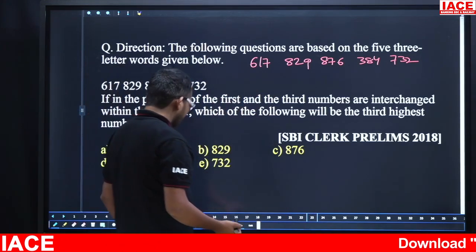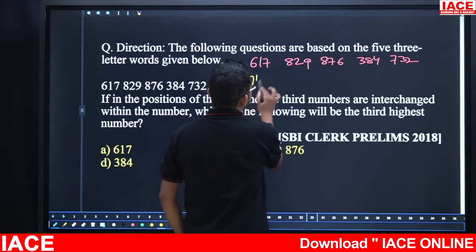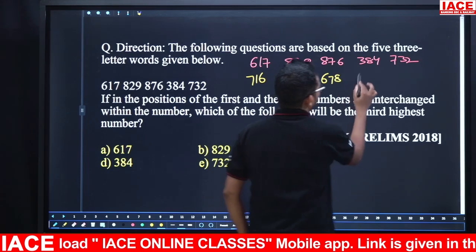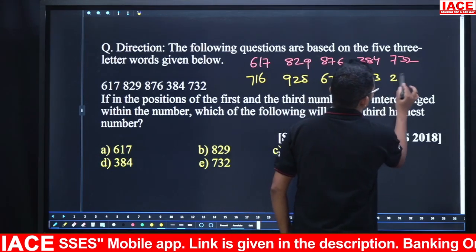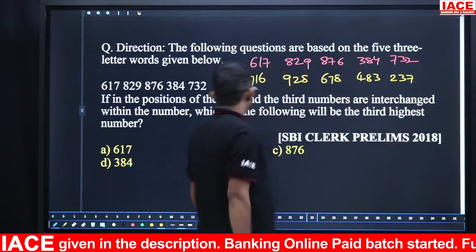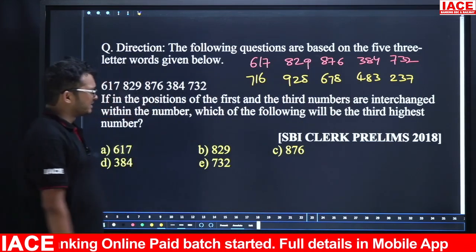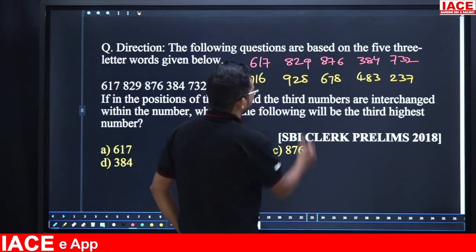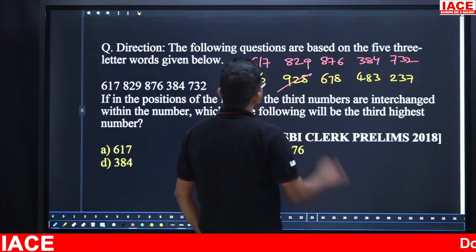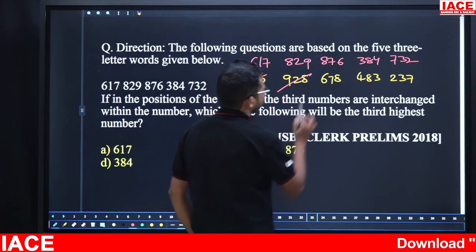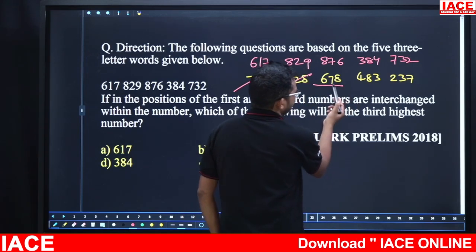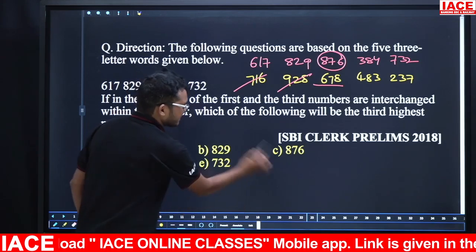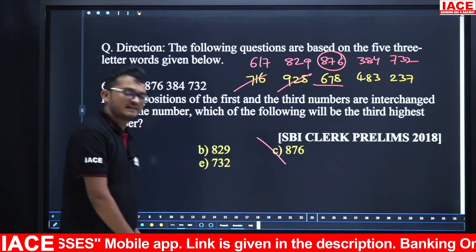So interchanging the first and third means the new sequence is 716, 928, 678, 483, 237. Now the question is which of the following will be the third highest number? Friends, the first highest number here is 928. The second highest number is 716. The third highest number is 678. So 678 means the answer is 876, which is option C.